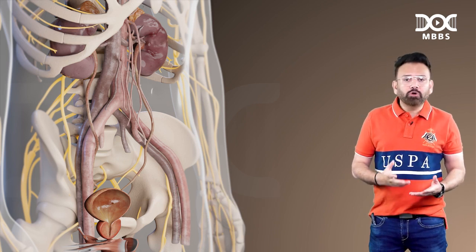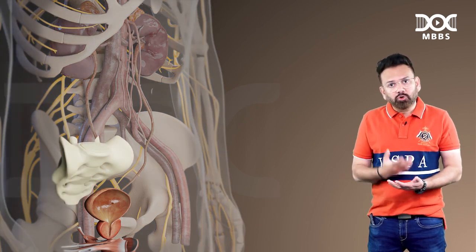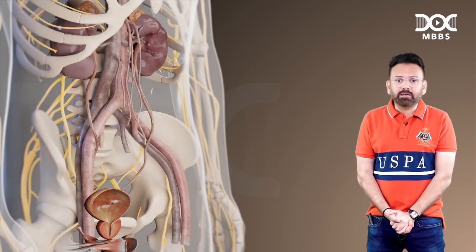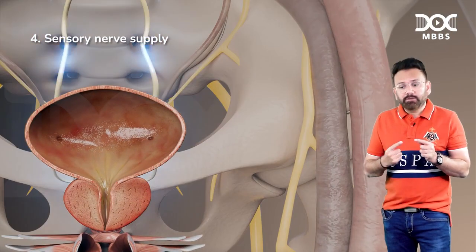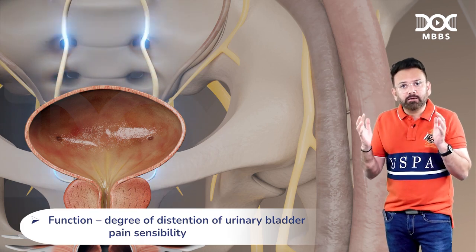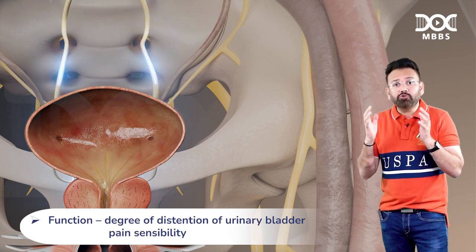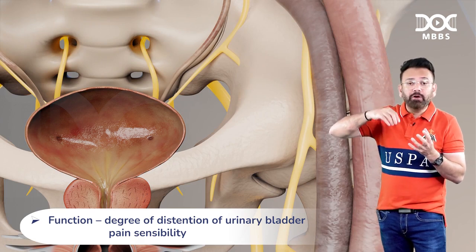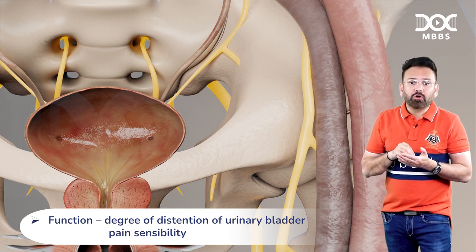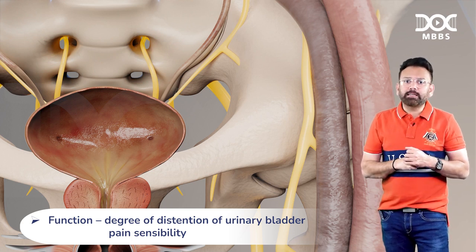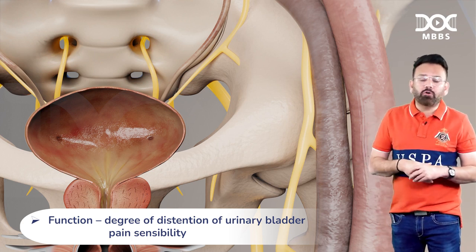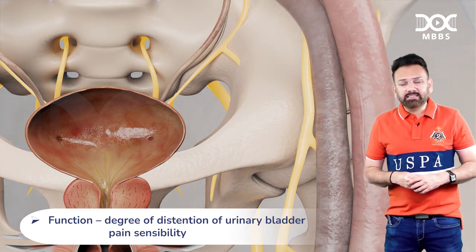And sensory, I have told you, it is the same nerve as parasympathetic, the same root value as parasympathetic, that is S2, S3 and S4, and the name is pelvic nerve. This is the sensory, the afferent. It will sense the degree of distension of the bladder, the stretch of the urinary bladder when urine is collected. And it can also sense pain, but by the sympathetic nerve. So sensory can be for distension and also for pain sensitivity.